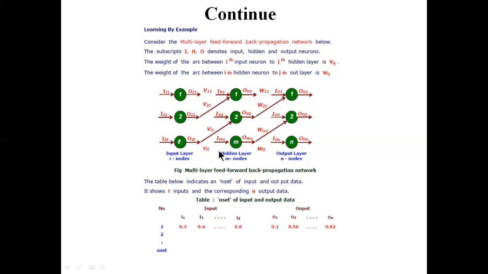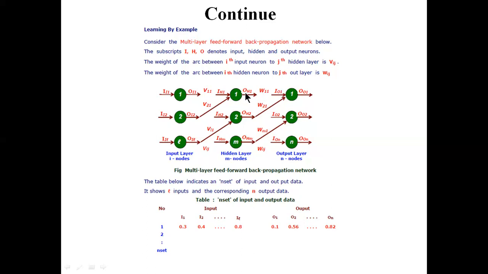And in between there should be at least one hidden layer. You can see that here there is one hidden layer, with hidden nodes 1, 2, up to M. So there is M number of nodes in the hidden layer. For node number 1 in the input layer, for the input pattern, the output is O11, that is going to hidden node 1 via the weight V11, V21, and like this.